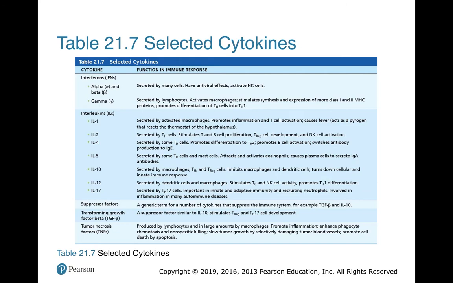Transforming growth factor beta, TGF beta, is a suppressor factor similar to IL-10. Tumor necrosis factors, TNFs, are produced by lymphocytes and macrophages. They promote inflammation, enhance phagocyte chemotaxis, and non-specific killing. And a lot of the drugs you see advertised for things like arthritis and psoriasis on TV are monoclonal antibodies that interfere with tumor necrosis factor.